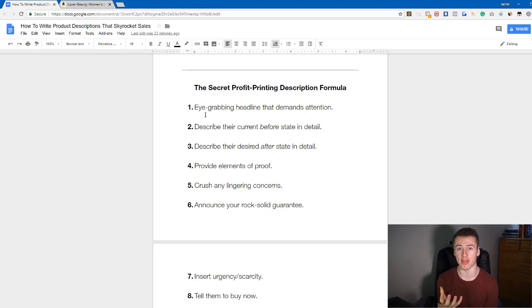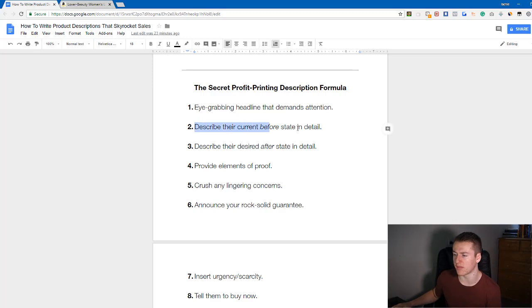It needs to grab them by the throat and pull them into your ad, or into your description, I have to say. Because if they get something super vanilla, super boiled chicken that nobody even cares about, they're just going to bounce. No one gives a crap. Nobody's sparing their time to read your description. You have to force them to read it. So number one, an eye-grabbing headline that demands attention.